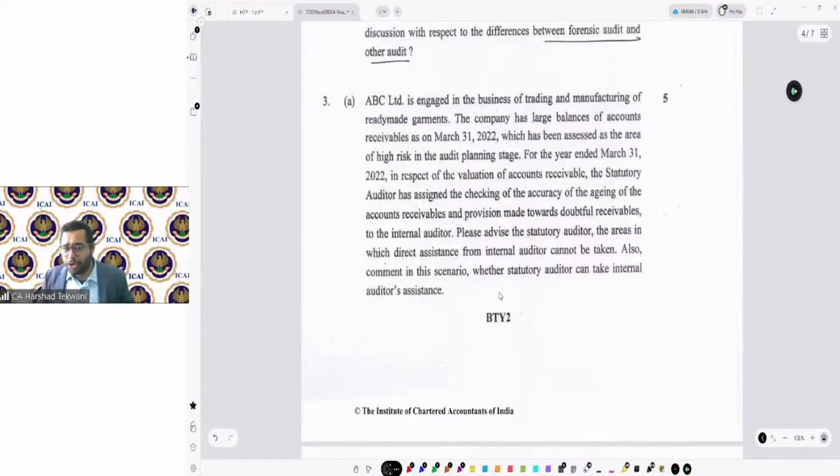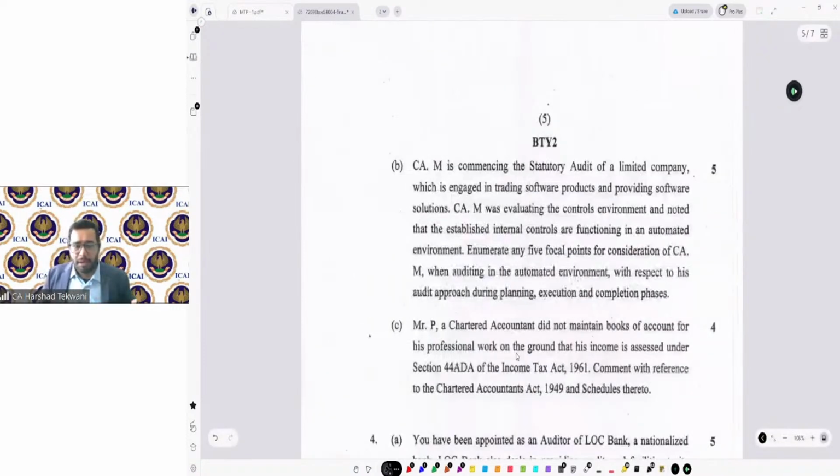Then I'll move to the next question. Whether a statutory auditor can take the internal auditor's assistance, I can see this is an internal auditor related topic. Then again, the next one is enumerate any 5 focal points when auditing in an automated environment. So it is again an automated environment related question.